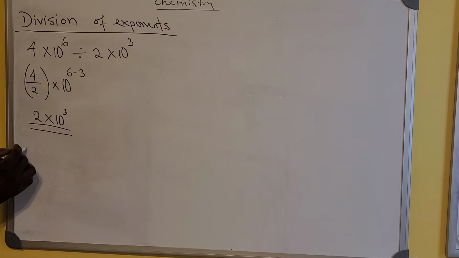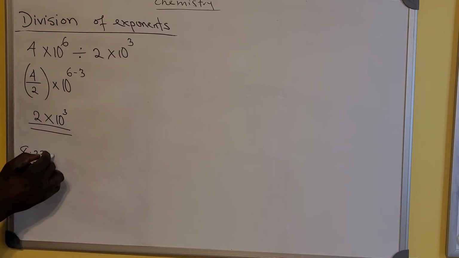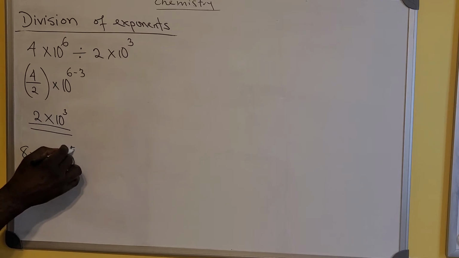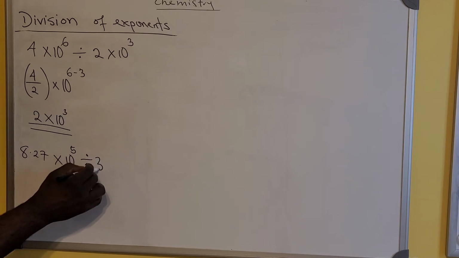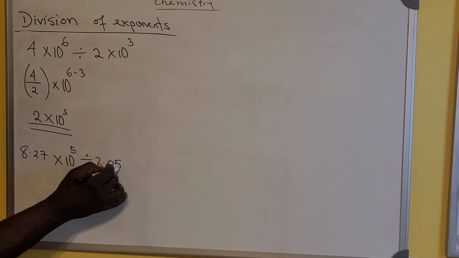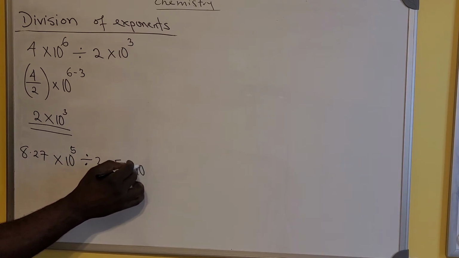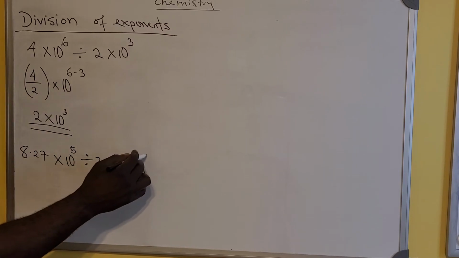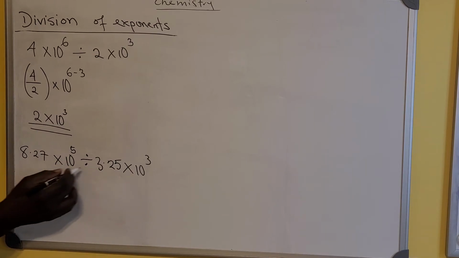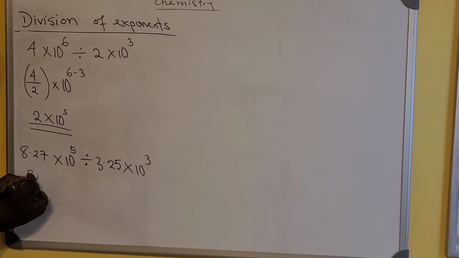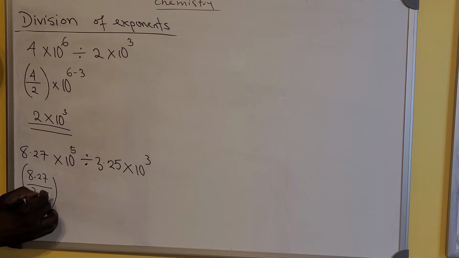So we have 8.27 times 10 raised to the power 5 divided by, say, 3.25 times 10 raised to the power 3, for example. Again, we're going to take this and divide them on the side. So we're going to have 8.27 divided by 3.25. You can do this on a calculator.